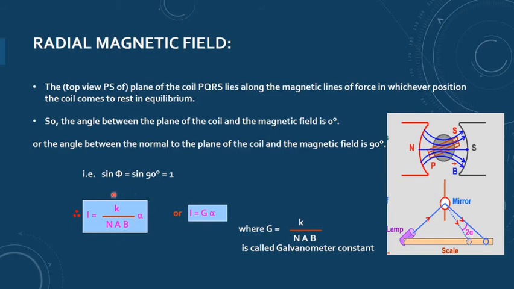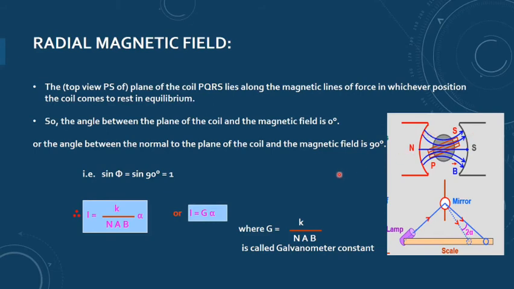This K upon NAB is equal to capital G, which is the galvanometer constant. This is possible only when I get sine 90, which means phi should be equal to 90. It means the angle between the normal to the plane of the coil and the magnetic field should be 90 degrees, or I can say that the angle between the plane of the coil and the magnetic field is 0. Whatever method you use, only then do we make the field radial.